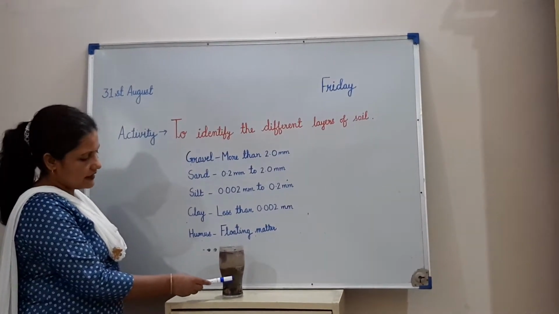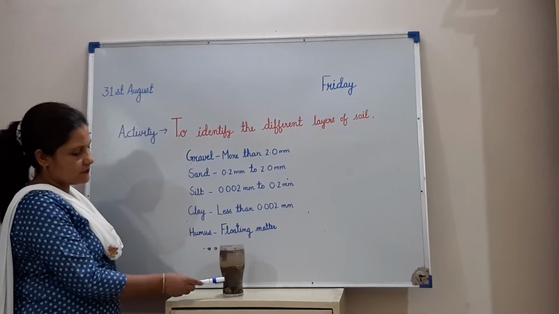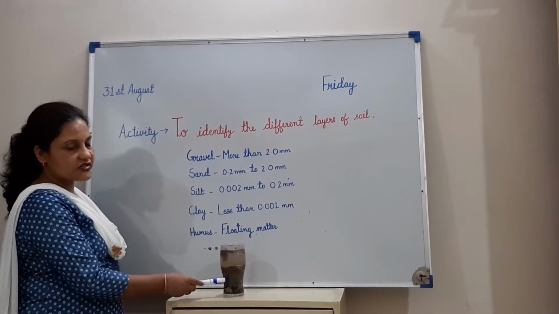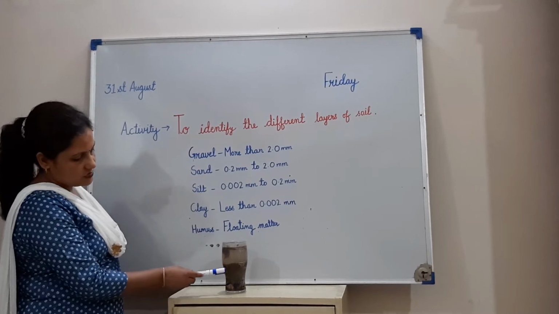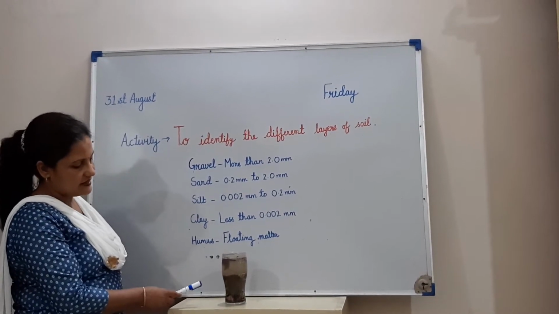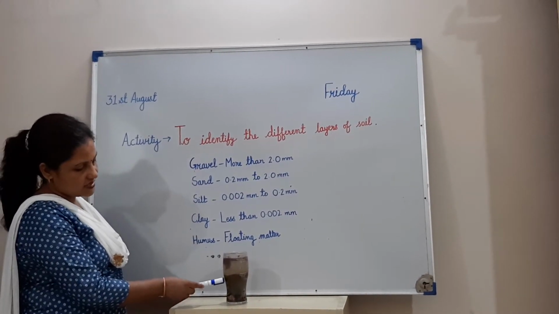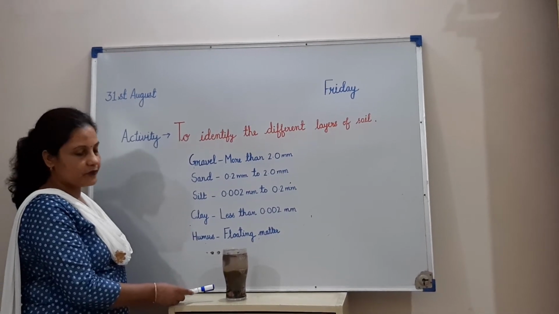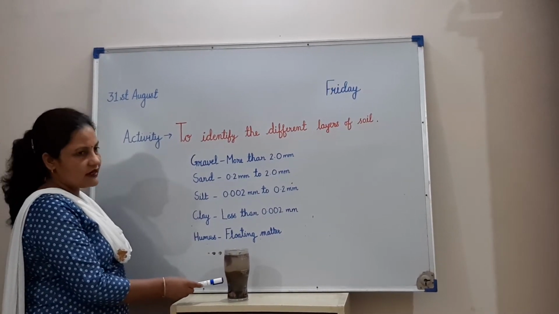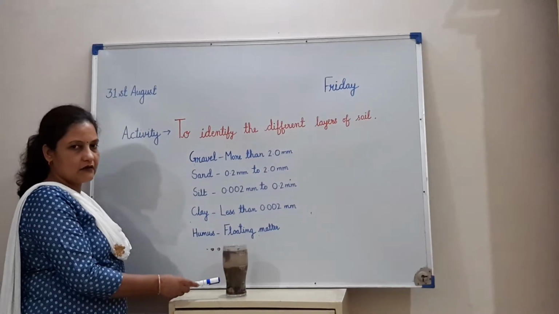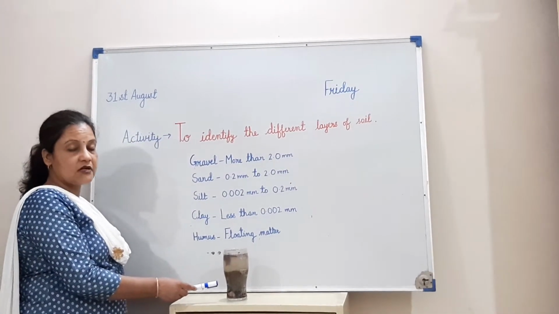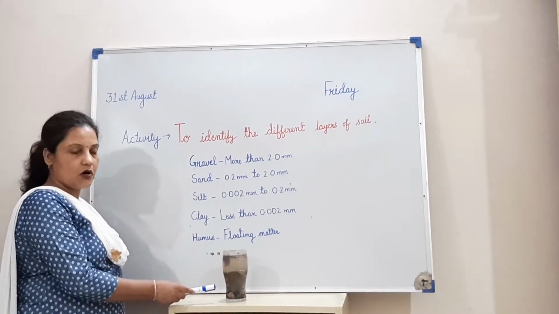Then the third layer is of silt, and silt is a mixture of sand and clay. It is found just above the layer of sand, right? The silt can be found at the bottom of river beds or of ponds.